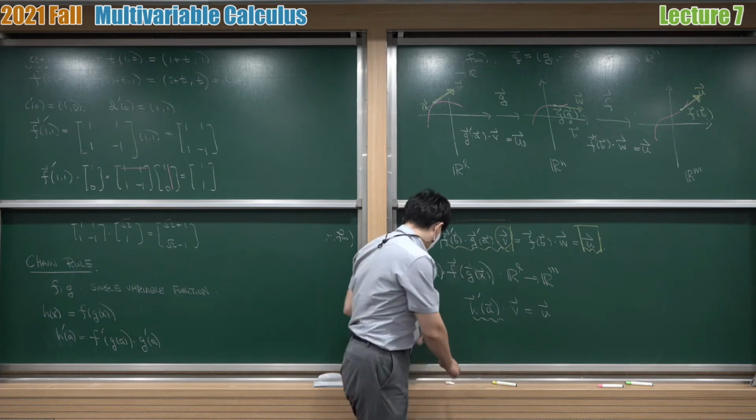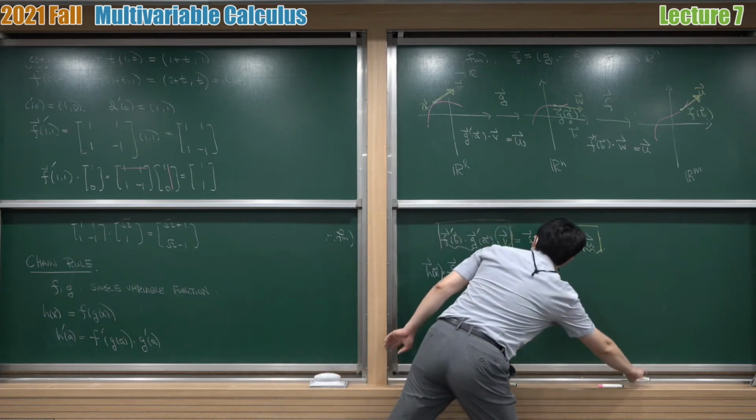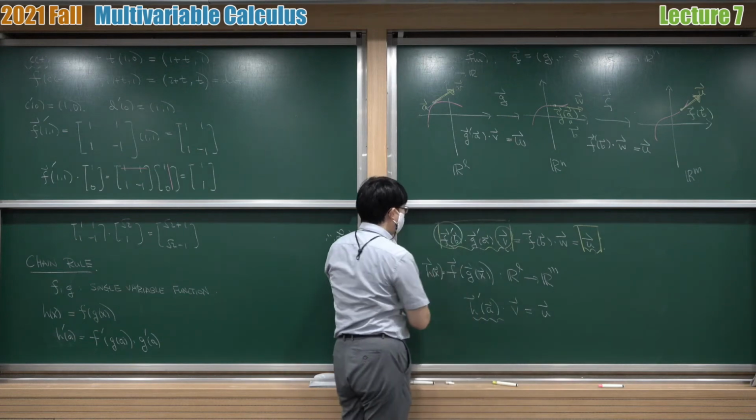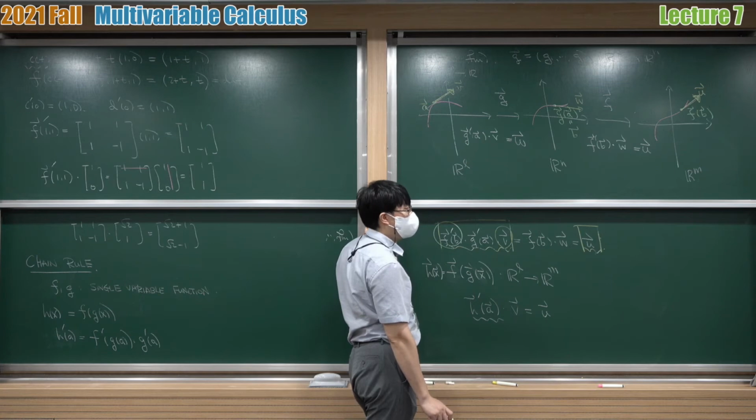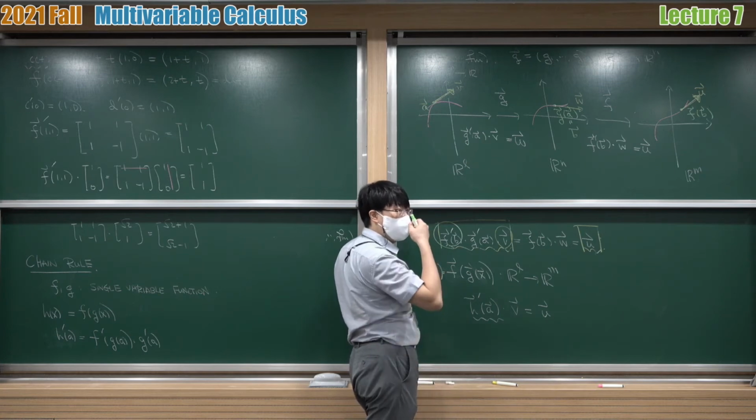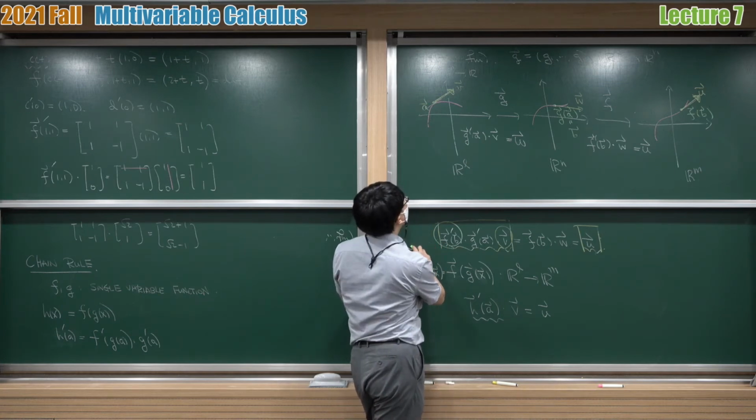Think about the matrix. What's the dimension of this matrix, f prime? How many rows and how many columns? n by?